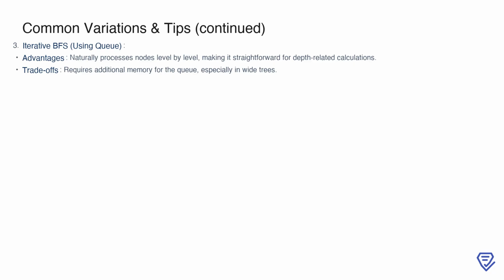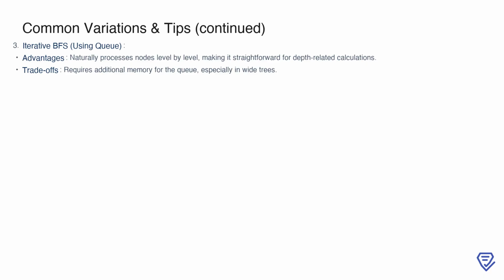Iterative BFS, which uses a queue, is another effective approach for this problem. One of its main advantages is that it processes nodes level by level, making it particularly intuitive for depth-related calculations. However, it's important to note its trade-offs as well. BFS requires additional memory to store the queue, and this can become significant for wide trees where many nodes need to be held in memory at the same level. Despite this, BFS often proves to be a practical and robust method for solving maximum depth problems, especially in balanced trees or when level order traversal aligns well with the problem's requirements.